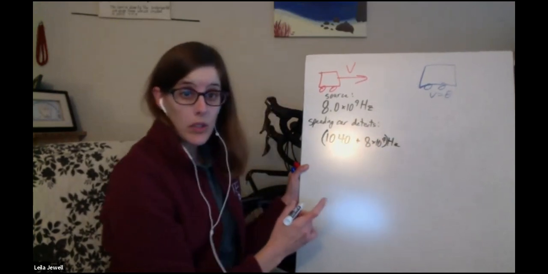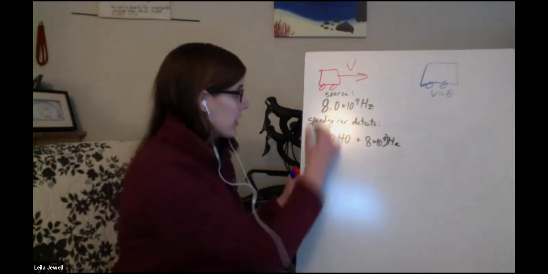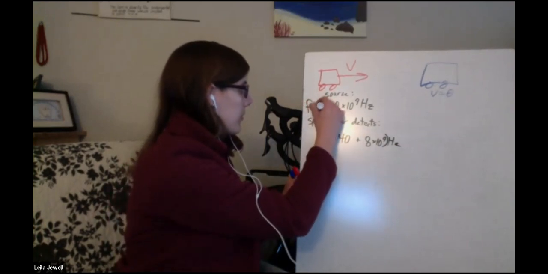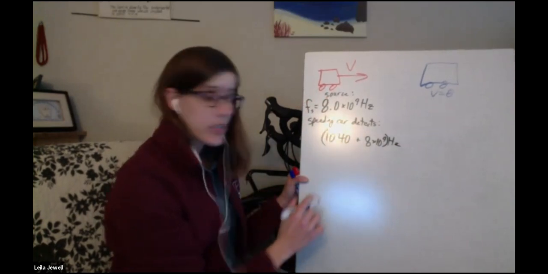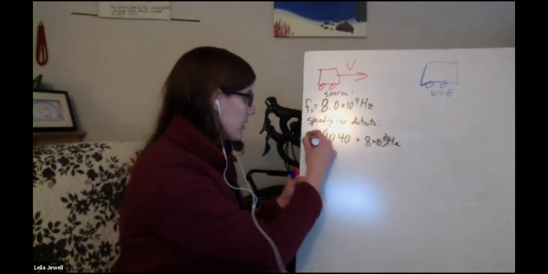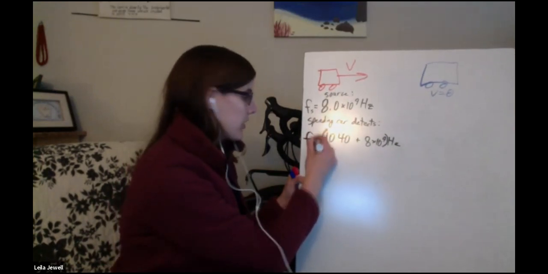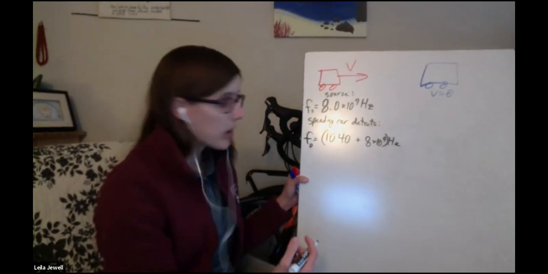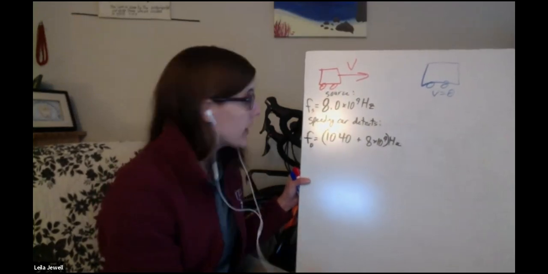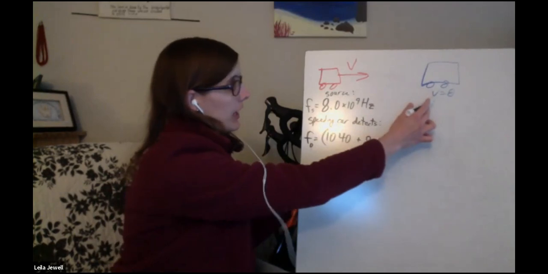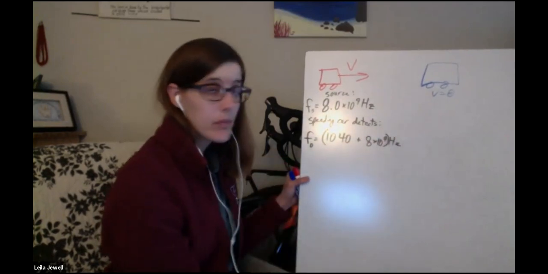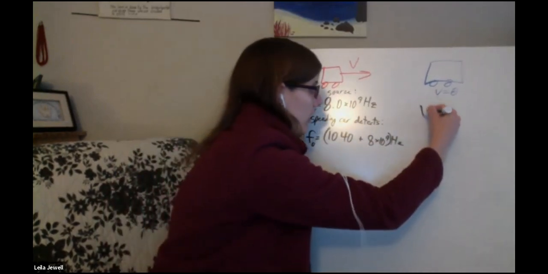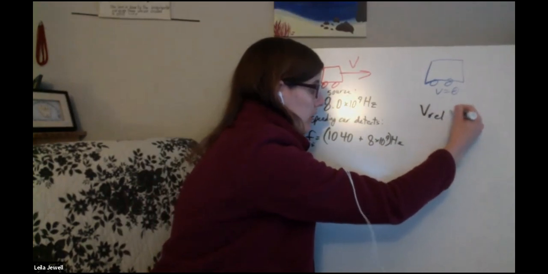So what we're going to just note here is that the source is going to be our f sub s, and what the speeding car detects is going to be our f sub o. That is our observer here with the modified problem. And we want to know how fast the car is going with respect to the highway or with respect to the police car, which means we're solving for the relative speed.